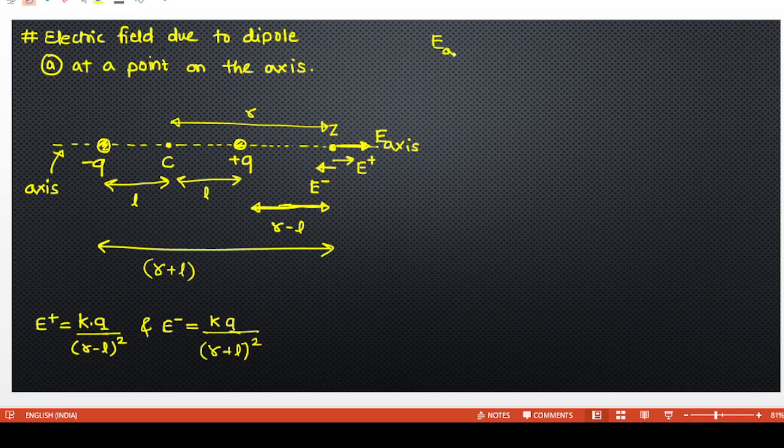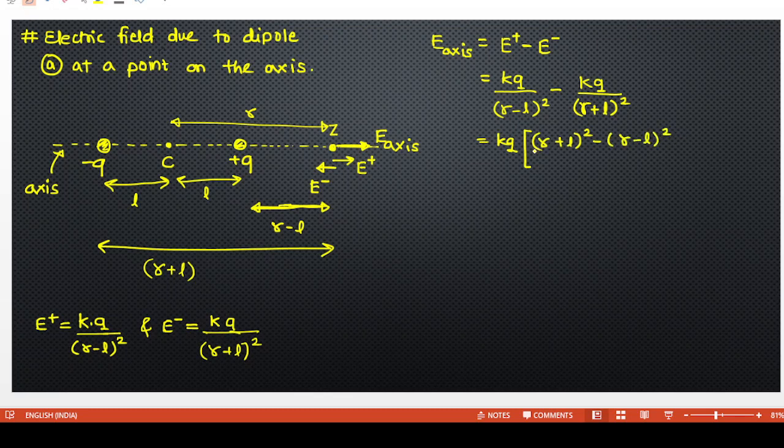Now we know E plus and E minus. So what will be the net electric field at a point on the axis of the dipole? E plus minus E minus: the electric field by the positive charge minus the electric field produced by the negative charge. So put the values and write down: kq upon (r minus L) bracket square minus kq upon (r plus L) bracket square. What can be done? kq can be taken common. In the bracket, do the cross multiplication: (R plus L) bracket square minus (R minus L) bracket square.